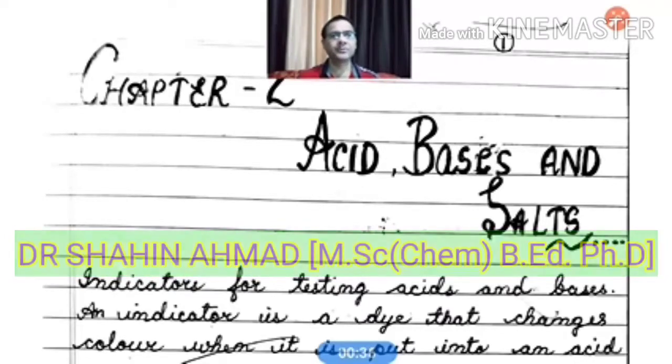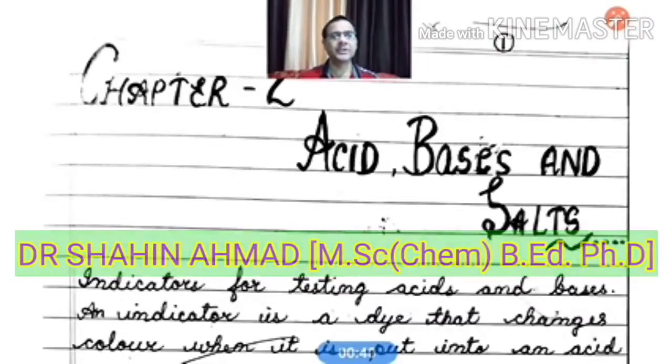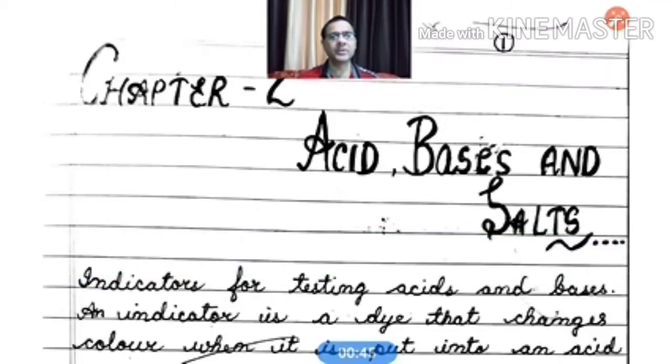So first of all we will see, is there any test by which we can differentiate the acid and base? Suppose I give you two test tubes. One test tube contains an acid and one contains a base. How will you get an idea which one is the acid and which one is the base? There are some chemicals by which we can easily distinguish which one is the acid and which one is the base. These chemical substances which are used to differentiate the acid and base are called indicators. So what are indicators?